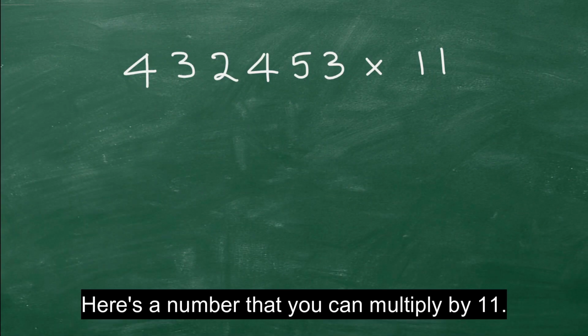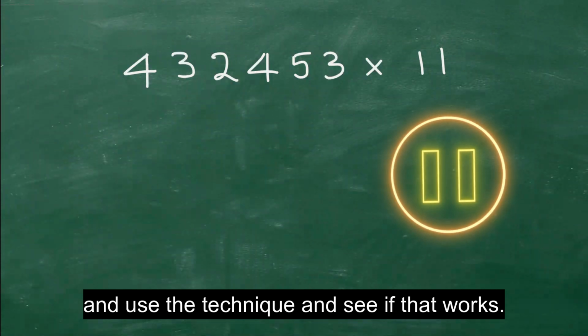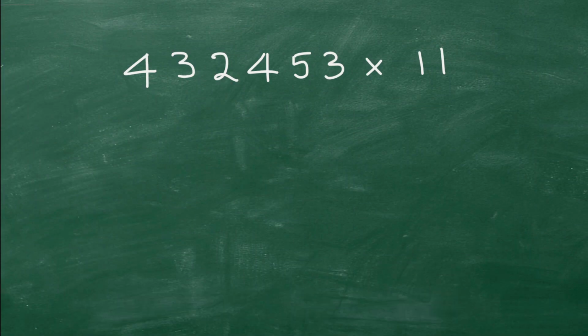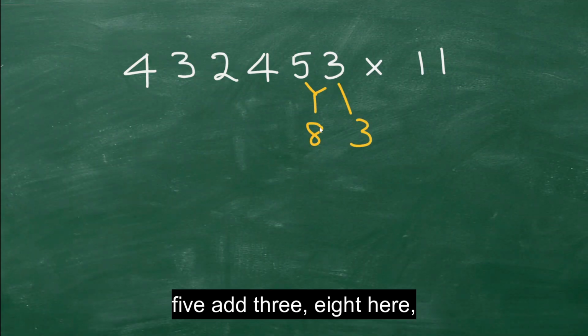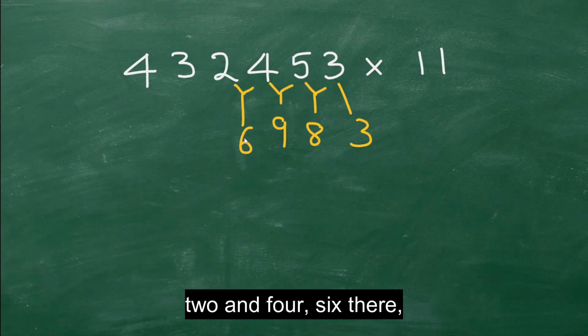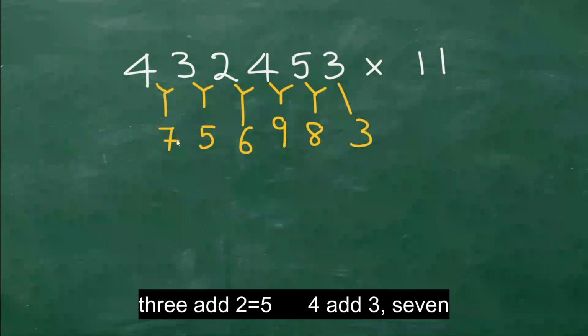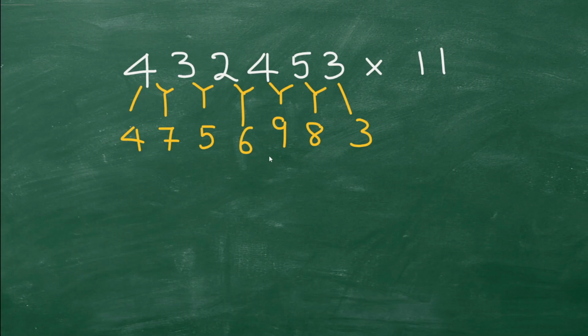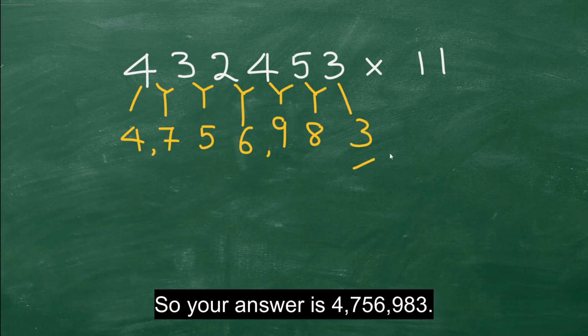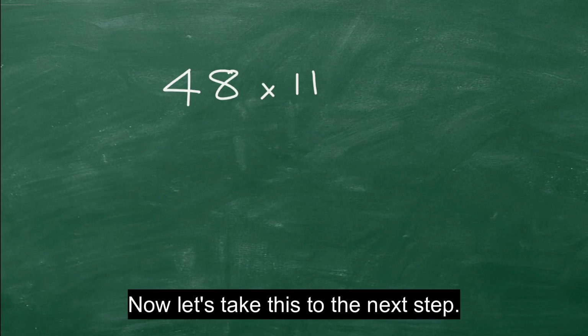Now, let's see if we can use this for a really big number. Here's a number that you can multiply by 11. Pause the video and use the technique and see if that works. When you want to check the answer, press play. Let's do this. 3 here, 5 add 3, 8 here, 4 add 5, 9 here, 2 add 4, 6 there, 3 add 2, 5, 4 add 3, 7, and the 4 at the end. So your answer is 4,756,983.